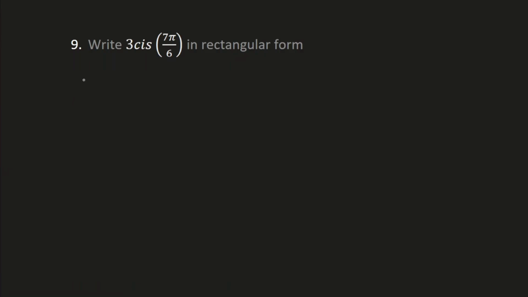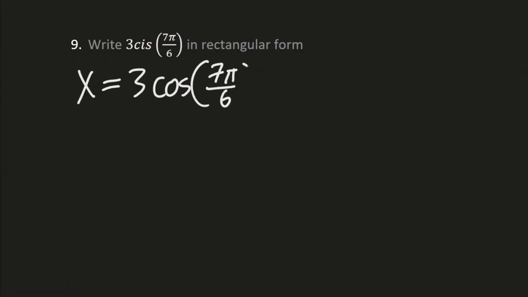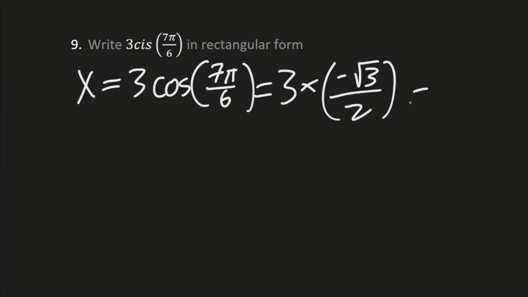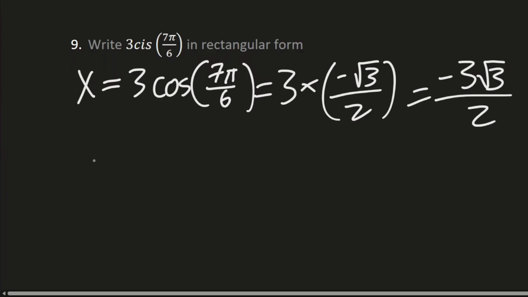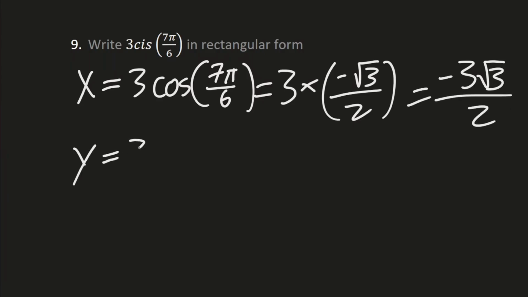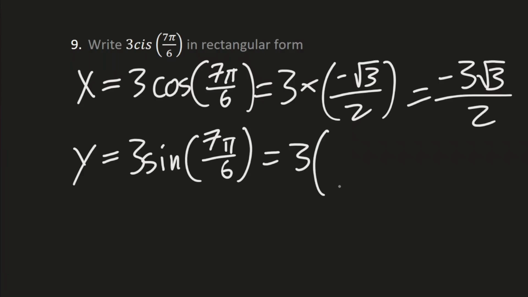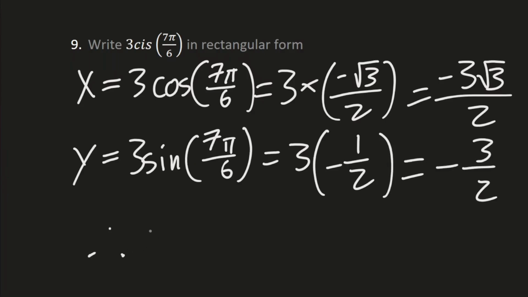For this question, our real part x is going to be equal to 3 times the cosine of 7 pi over 6. Cosine of 7 pi over 6 is equal to negative square root of 3 over 2, and this will give us negative 3 square root of 3 over 2. For our imaginary part, y is equal to 3 times the sine of 7 pi over 6. Sine of 7 pi over 6 is negative 1 over 2. That evaluates to negative 3 over 2, and therefore we can write this complex number as negative 3 square root of 3 all over 2 minus 3 over 2i.